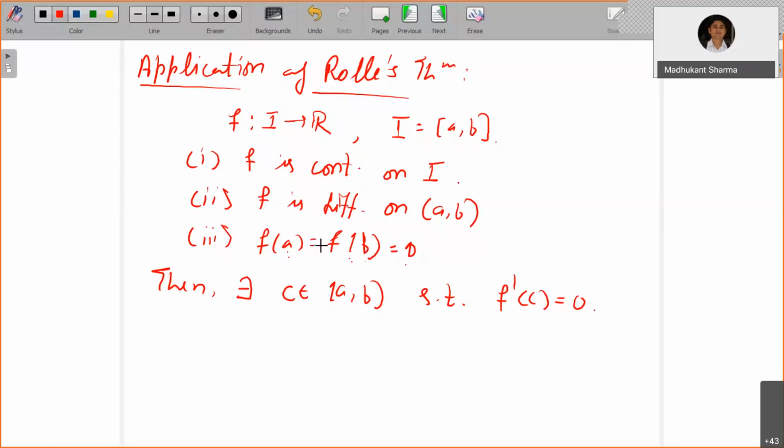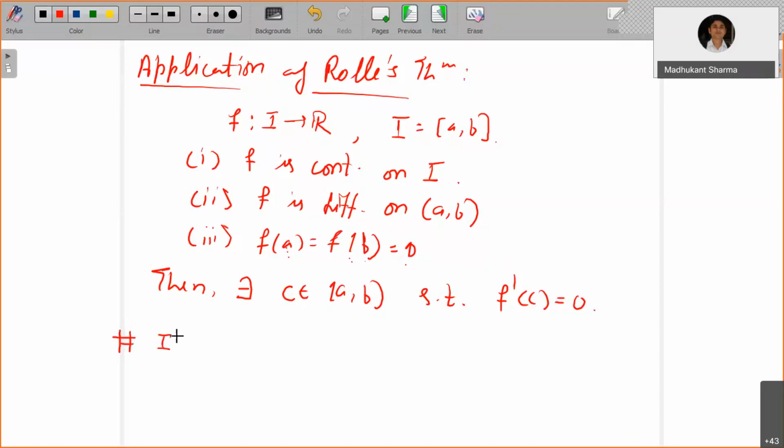What it tells you is that between any two zeros of f, there is at least one zero of its derivative f dash. It gives you a guarantee that there is at least one zero of f dash once you locate the points A and B such that f satisfies the condition of Rolle's theorem over the interval. So it locates the root of the derivative of the function.